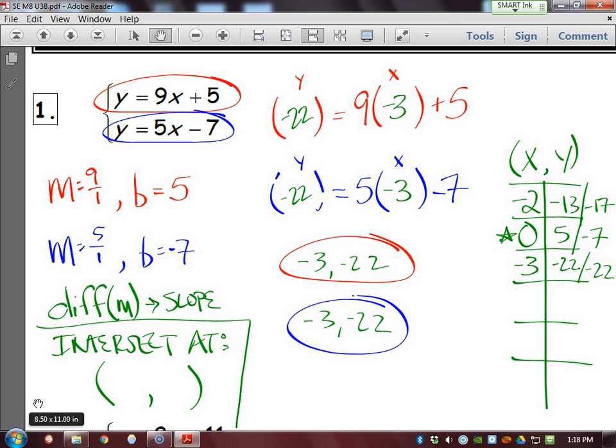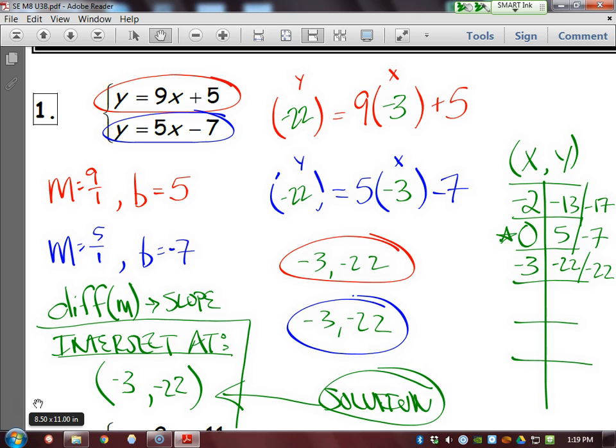That they touch at the negative 3. What does that actually mean? That they touch at the negative 3, negative 22. Correct. They touch at negative 3, negative 22. And that means that they intersect at negative 3, negative 22, which also means that this is our solution. Got it? Okay. Yeah. All right.